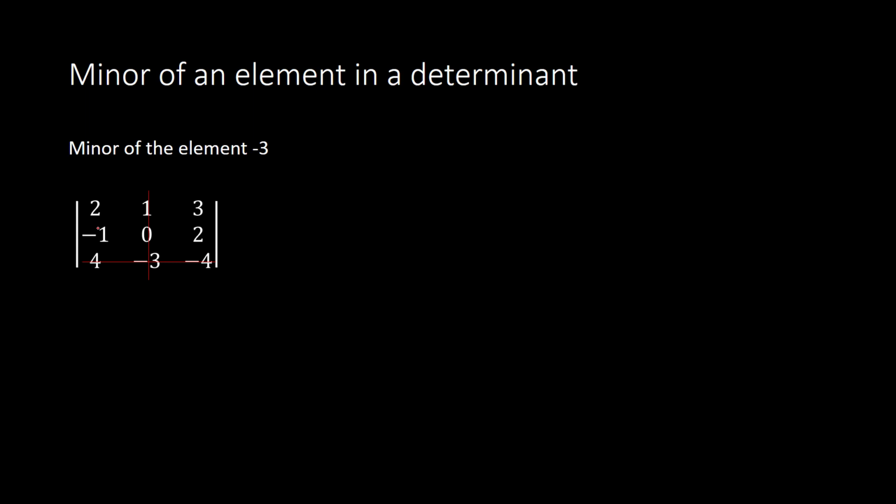And we're left with the 2, -1, 3, and 2. If I find the determinant of this matrix, that is the minor of the element -3. So to find the determinant of this matrix, I multiply across 2 times 2 minus 3 times -1, which gives me 4 minus -3, which will result in 7.